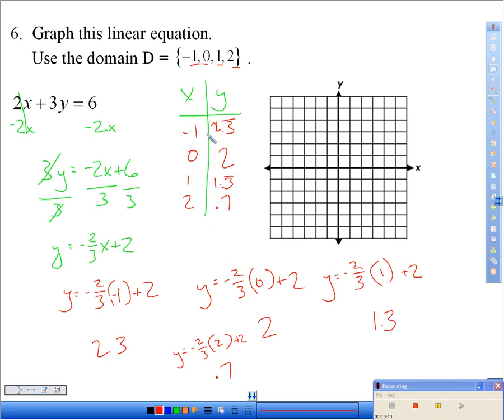Then we need to plot those points on the coordinate plane. -1, 2.3 would be located about 1/3 of the way between 2 and 3. Then we would plot 0, 2, which is going to be located right up here. Then we need to plot 1, 1.3.